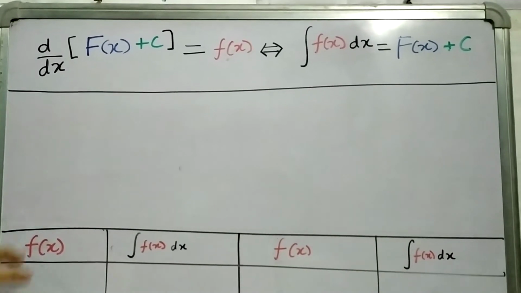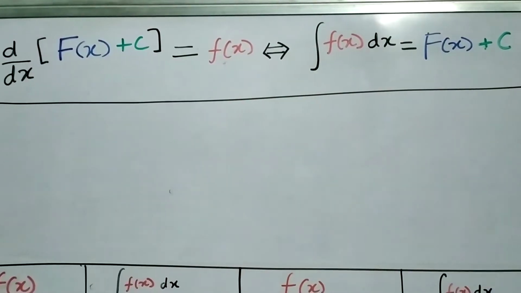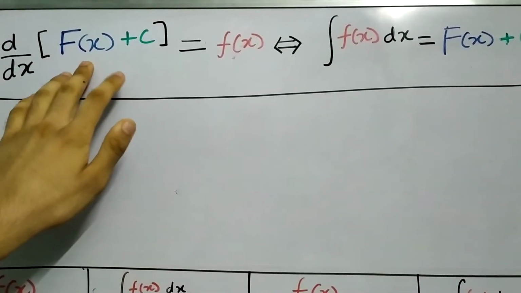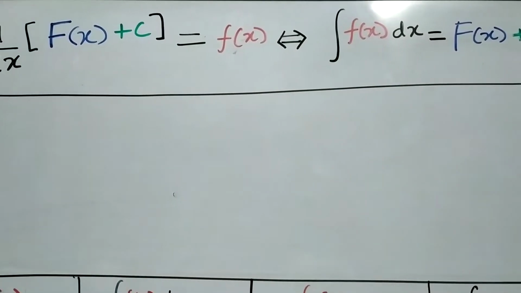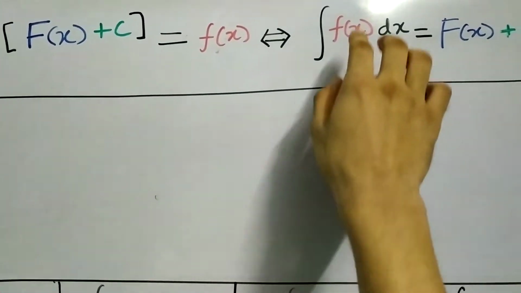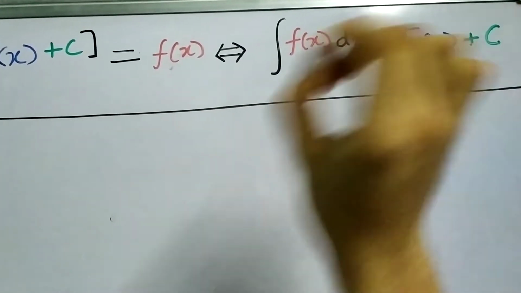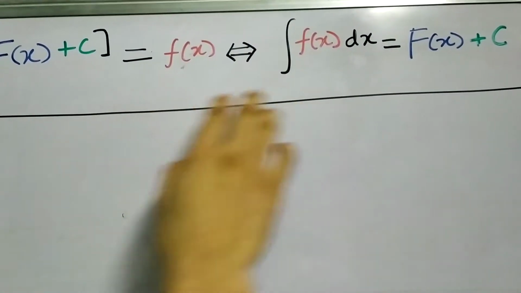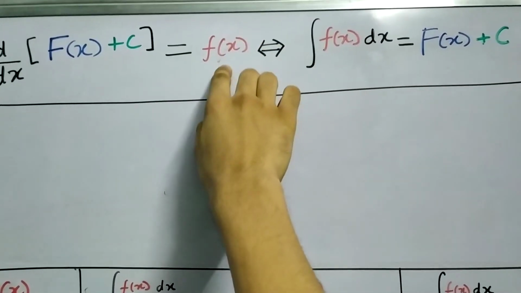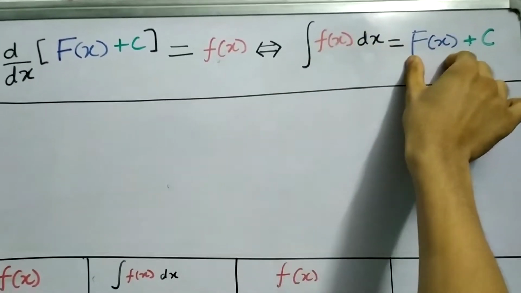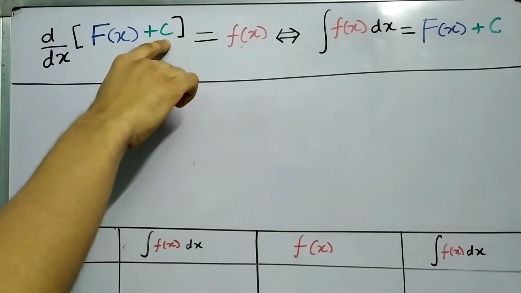So if you have some function plus a constant and you differentiate it to get f of x, then this capital F of x is said to be the antiderivative or primitive of f of x, and this indefinite integral of f of x dx gives you the whole family of such antiderivatives. So if you differentiate capital F to get small f, then you integrate small f to get capital F. And this C is for generality.